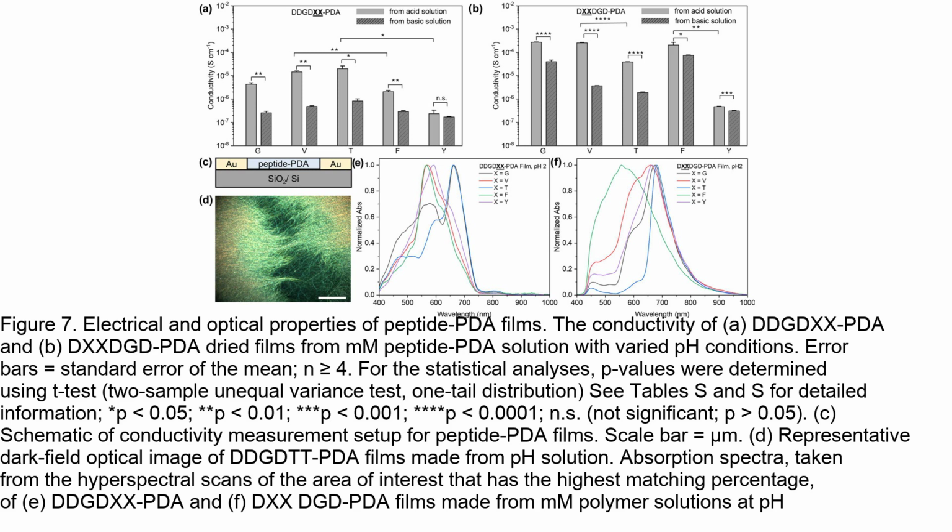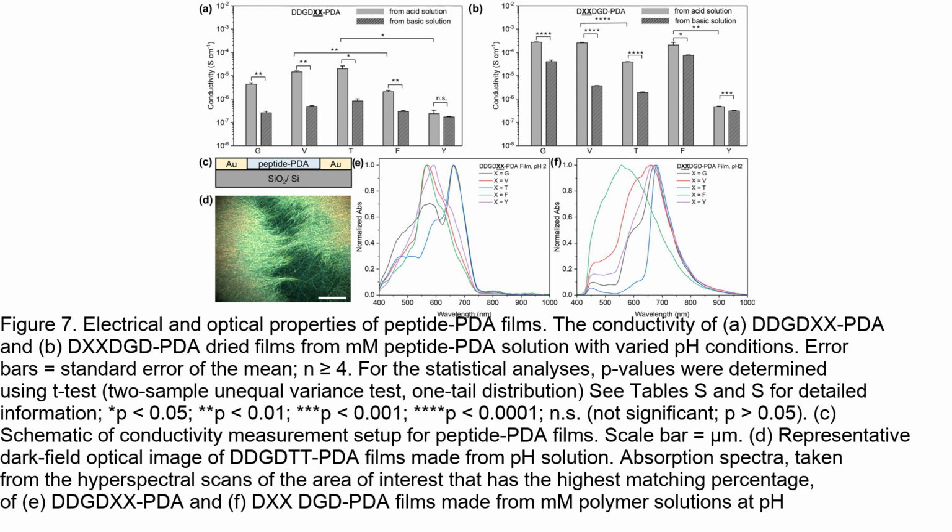The optical properties of the films were also analyzed using hyperspectral microscopy. The films exhibited a bathochromic shift in spectra compared to the absorption profiles of the peptide PDAs in solution, indicating further aggregation in the films.